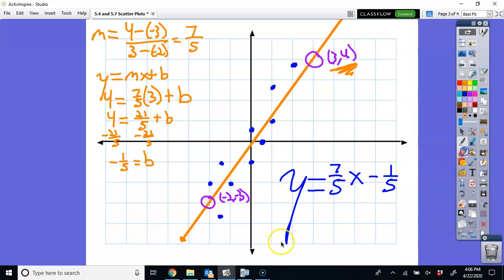amount there. So that is my y equals mx plus b. And notice it matches. My equation is up 7 over 5, and it's going through -1/5 right here, which is about -0.2. All right, let's do one more.